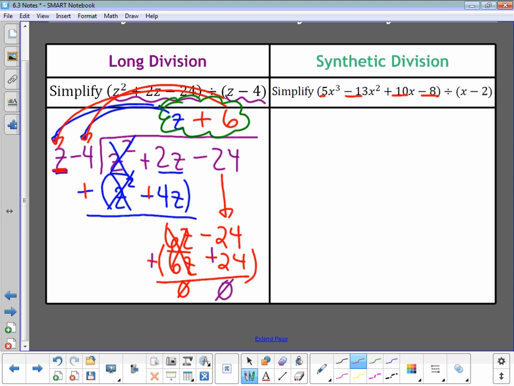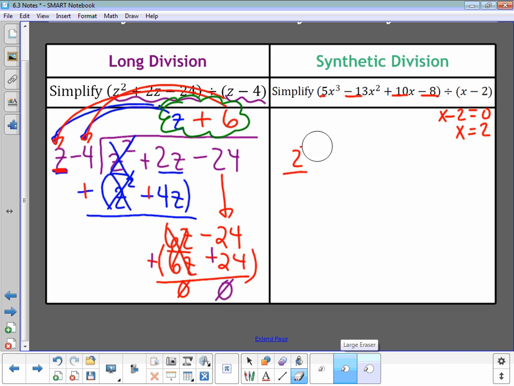The first thing I need to find in synthetic division is take the x minus 2, set it equal to 0, and find out what x would equal. X would equal 2 in this case. So I'm going to take a positive 2 and I'm going to put it outside in a box here. That was just supposed to be a line. The pen kind of dragged a little bit. So I have positive 2 outside in this box.